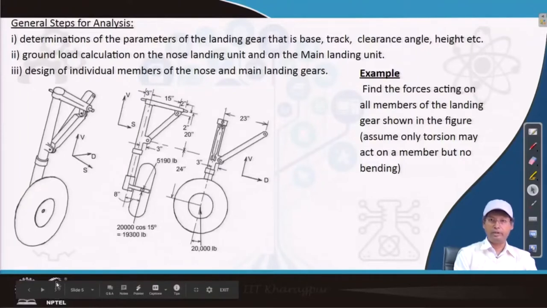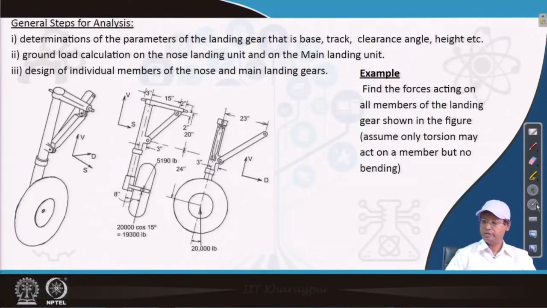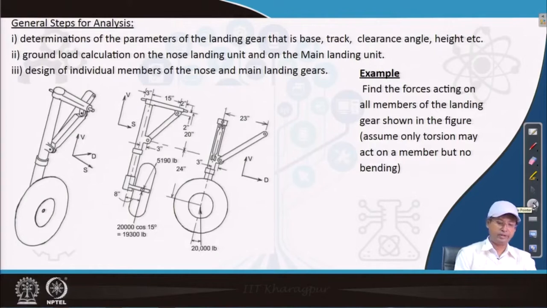This is the example we will understand. This is the figure. This is the oleostrut. So, it has to withstand. These are the two force members. This is a two force member. This is a two force member.